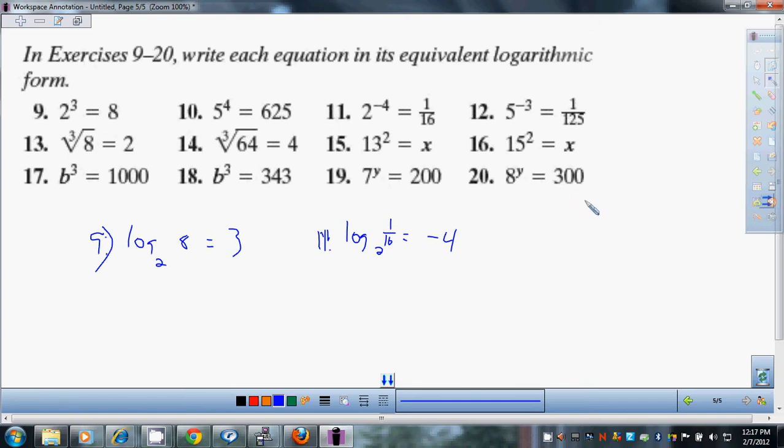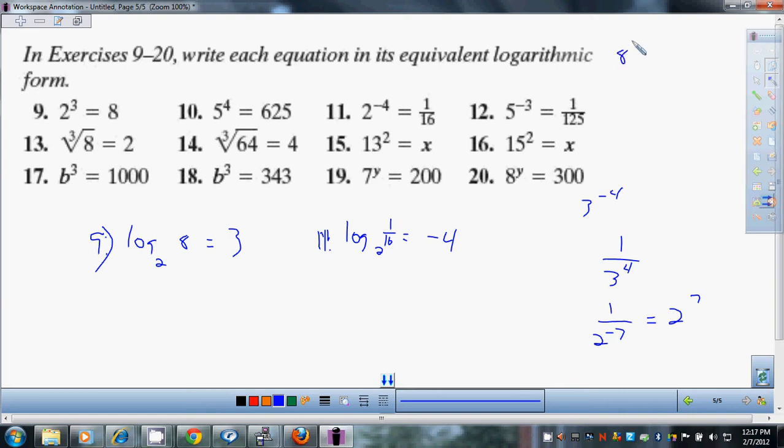So if you had 3 to the negative fourth, that is the exact same as 1 over 3 to the fourth. If you had 1 over 2 to the negative 7, that's the exact same thing as 2 to the 7th. So that's why 2 to the negative fourth is the same as 1 over 2 to the fourth, hence it's 1 over 16.